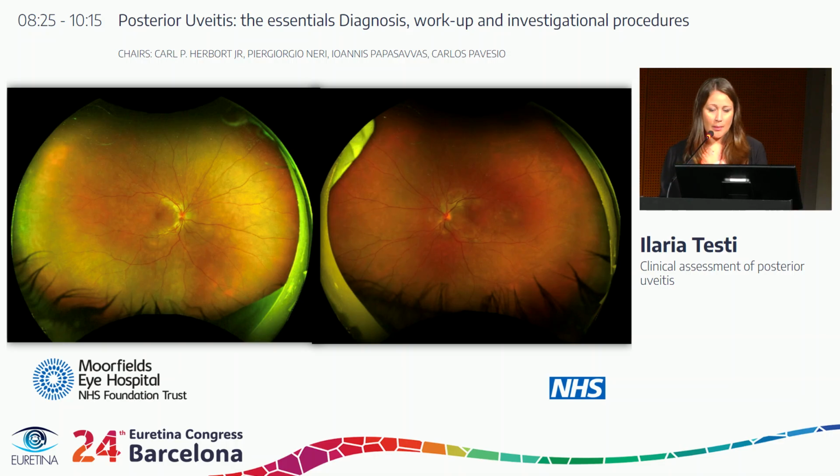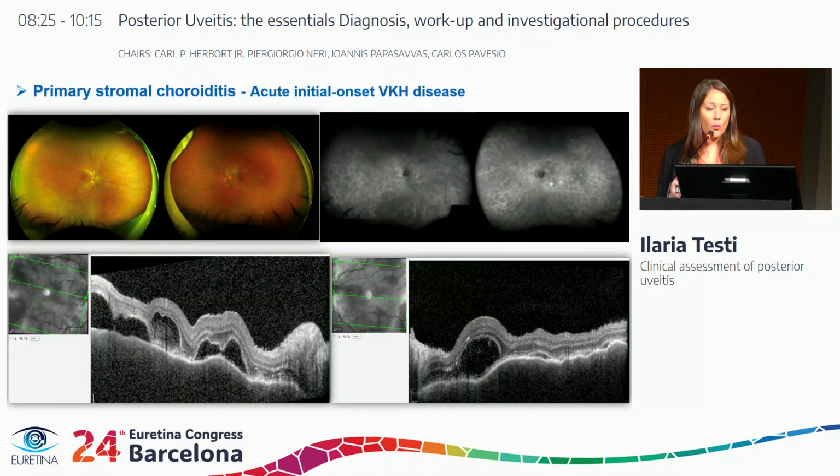So let's take a look at this clinical picture. We have bilateral involvement. We have something going on here at the level that looks like subretinal, with multiple pockets of subretinal fluid. When you see these pictures, what you are seeing is already the tip of the iceberg, because this means that the inflammation from the stroma of the choroid has already spread to the surrounding structures, namely the retina, the optic disc, and sometimes also the ciliary body and anterior chamber.